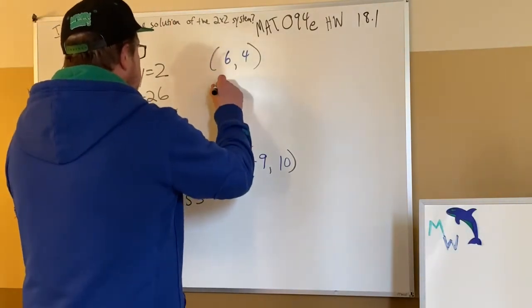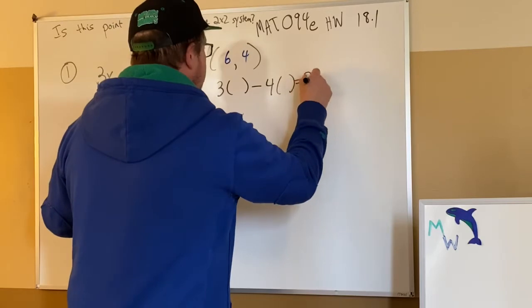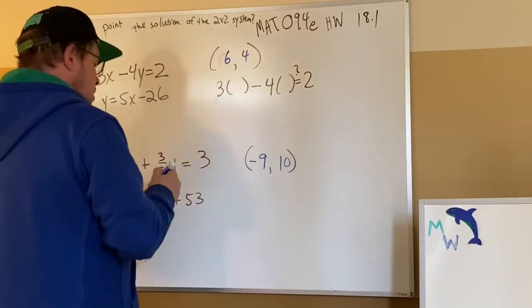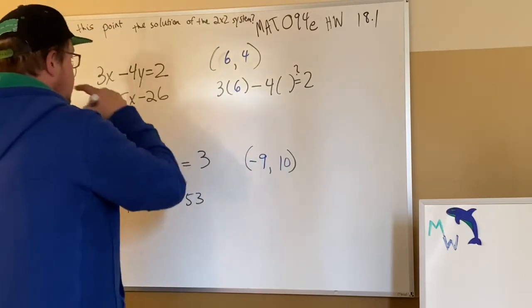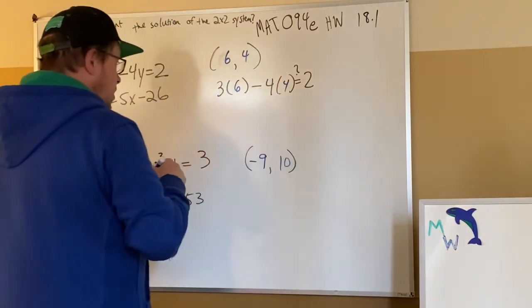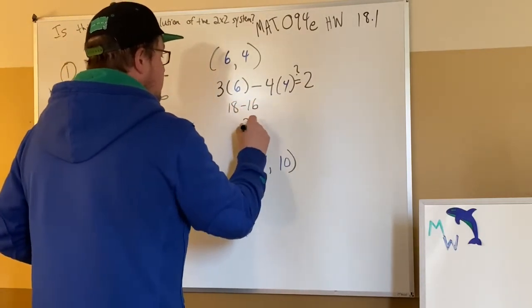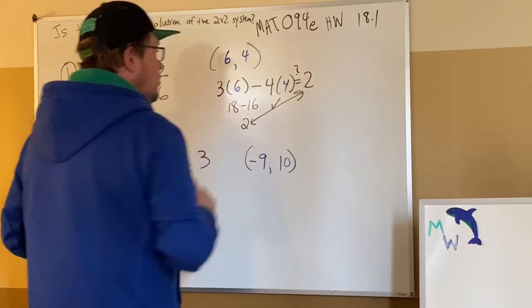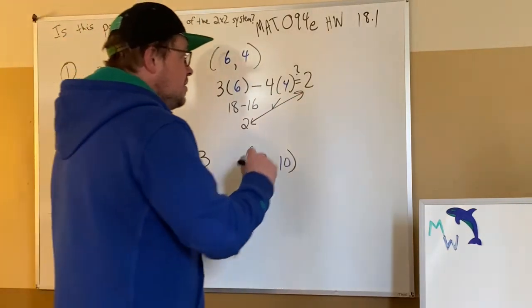So the first one was going to deal with us having 3 times the number minus 4 times the number is supposed to equal 2. First number is going to be x, 6, not 36, and the second one's going to be 4 times y, not 44, but what we come out of here with is 18 minus 16, which is 2, so we're good to keep going.